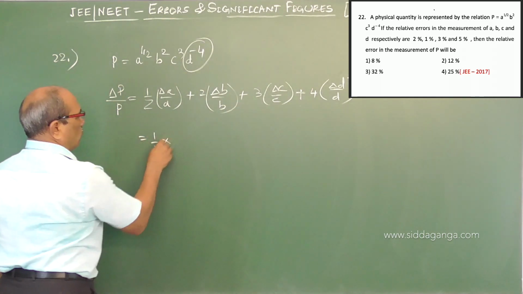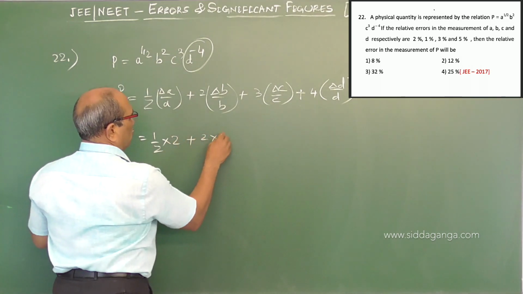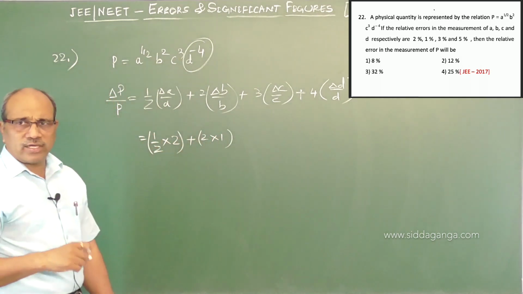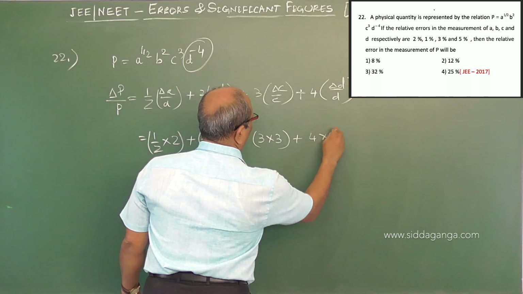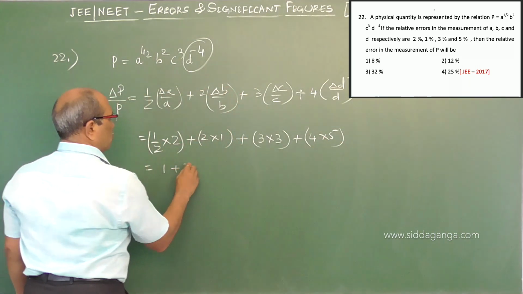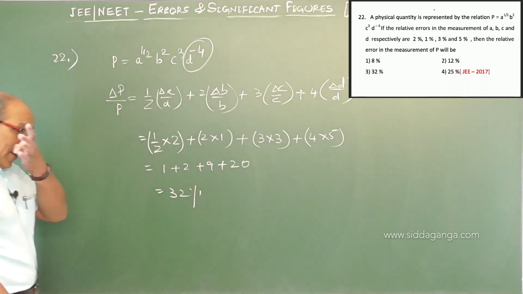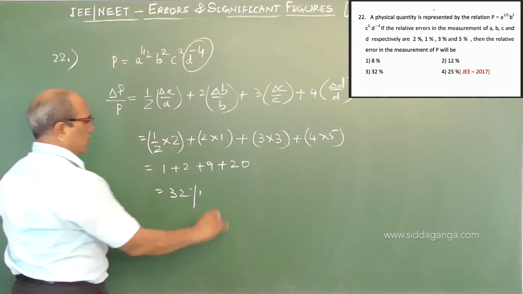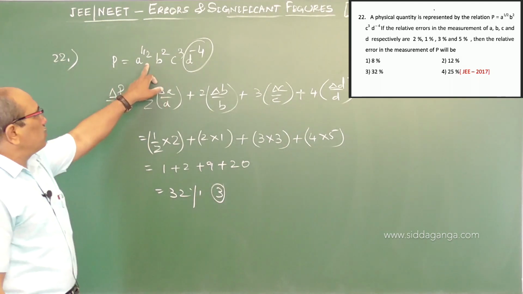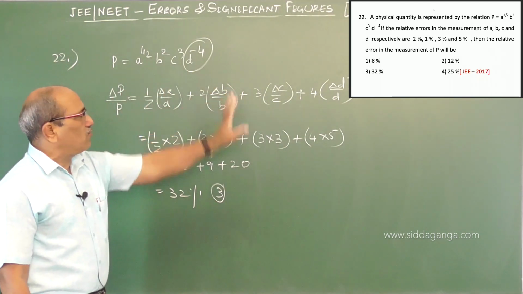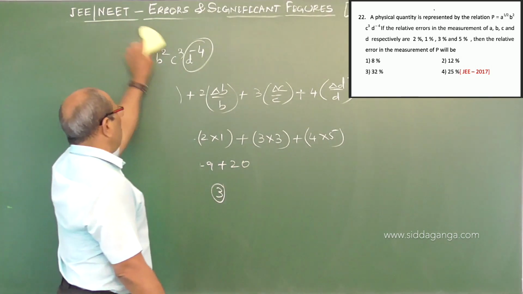Now half into 2, 3, 1, 3, 4, 2 into 1, 2, 1, 3, 5, 3 into 3, 4 into 5. So 1 plus 2 plus 9 plus 20 equals 32%. Option number 3, it appeared in 2017. Relative error is asked. Given the values power half, power 2, power 3 and power 4, all are addition, no subtraction term to be considered. Coming to the next one.